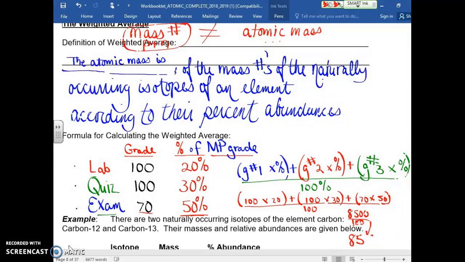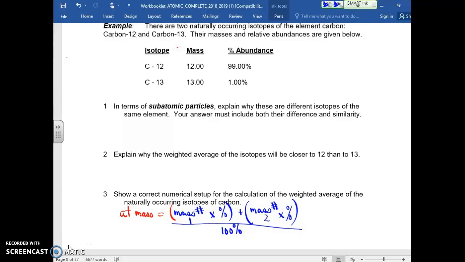Now let's use the formula as intended to actually determine the atomic mass, the weighted average of the naturally occurring isotopes of carbon. There are two naturally occurring isotopes of the element carbon, carbon-12 and carbon-13. Their masses and relative abundances are given below. They often place things in this table, which is a way of reminding yourself what the formula is, given the fact that it's not listed on Table T. If you notice, I did write down the formula. It's probably the nicest question you can get because there are only two isotopes, so only two terms.